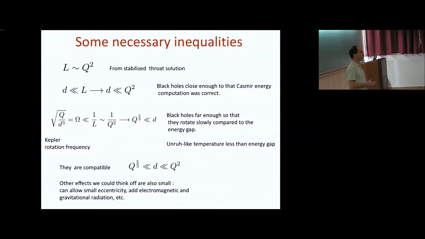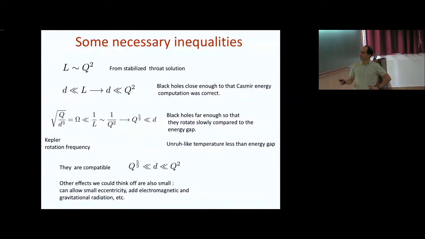And so they will have an Unruh temperature. So you cannot make the temperature exactly zero. And naively, you might think that the temperature is the acceleration. But actually, for a rotating particle, the Unruh temperature is the angular velocity. And so demanding that the Unruh temperature is smaller than 1 over L, this energy gap, so you don't want to heat up the throat region to temperatures much higher than the energy gap. So that, again, gives this condition.